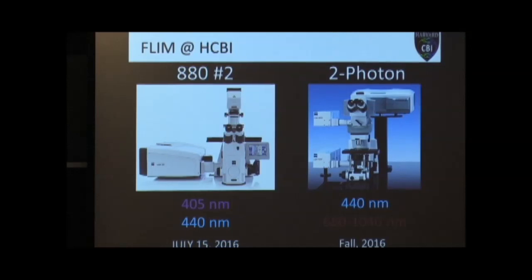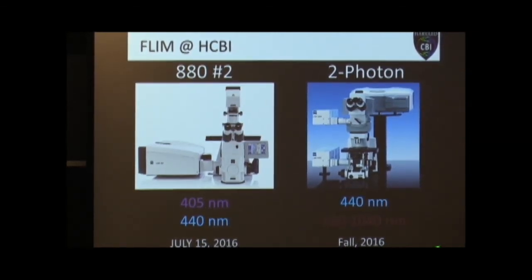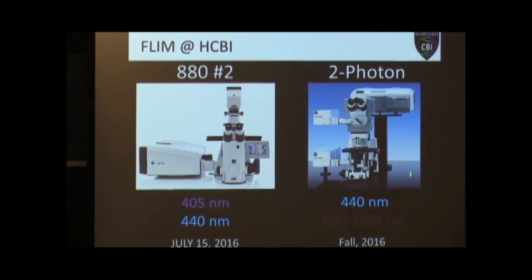So finally, just to remind you, we have 2 microscopes in the facility that will be capable of doing this. On July 15th, the FLIM equipment is going to be installed on 880 number 2. And here we've got pulse laser lines at 405 and 440 nanometers. And this fall, probably in mid to late October, our new 2-photon system is going to be arriving. This will also have a 440 pulse laser on it.